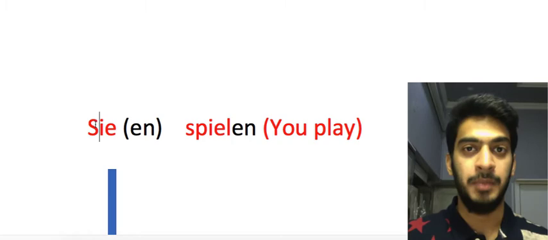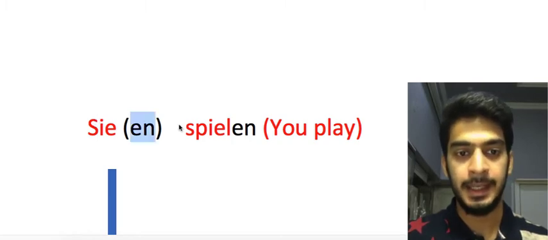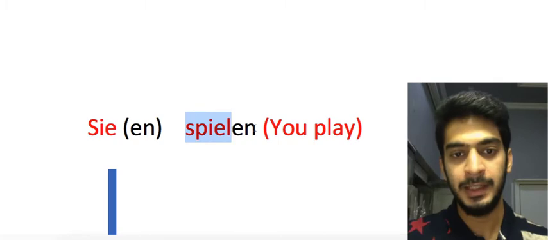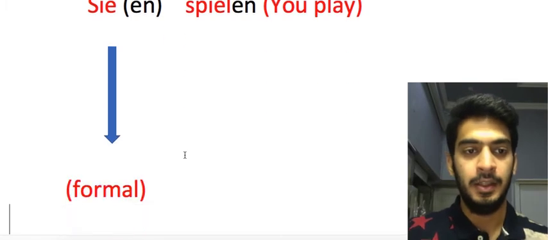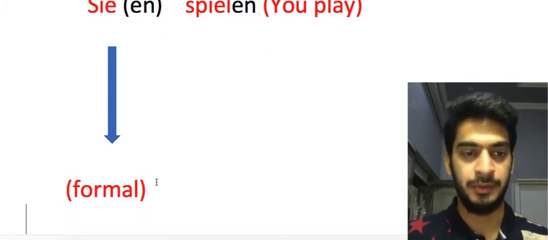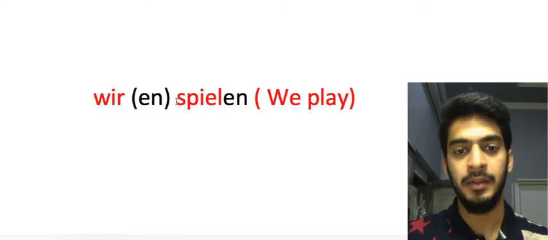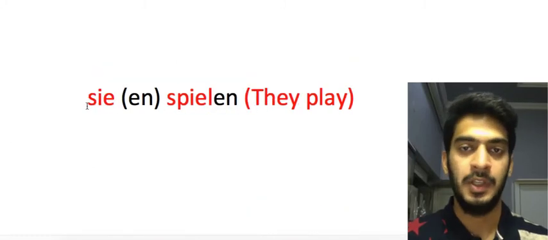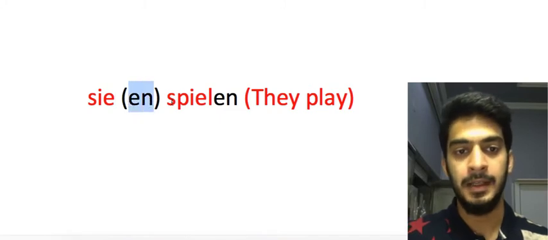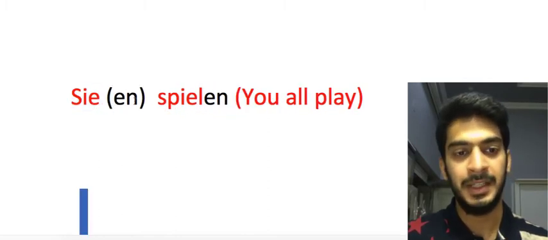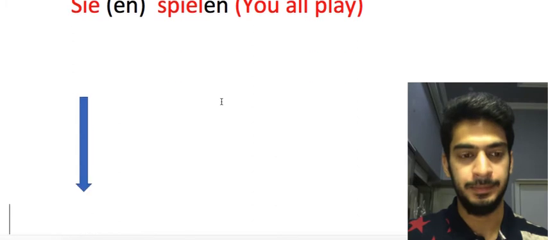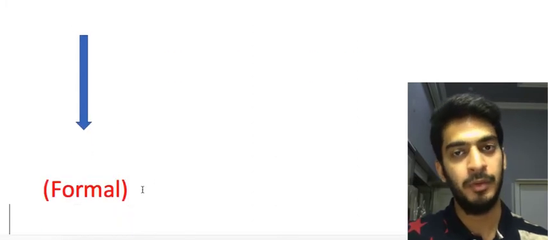Again we have the pronoun Sie, but with capital S. The ending is en, which is added to the verb stem again, spiel, then ending en. Sie spielen, you play. The pronoun Sie is always used for formal structures. Wir, ending en, we get wir spielen, we play. The pronoun sie, ending en, which is added to the verb stem again, we get sie spielen, they play. Again we have the pronoun Sie with capital S, ending en, we get Sie spielen, you all play. The pronoun Sie is always used for formal structures.